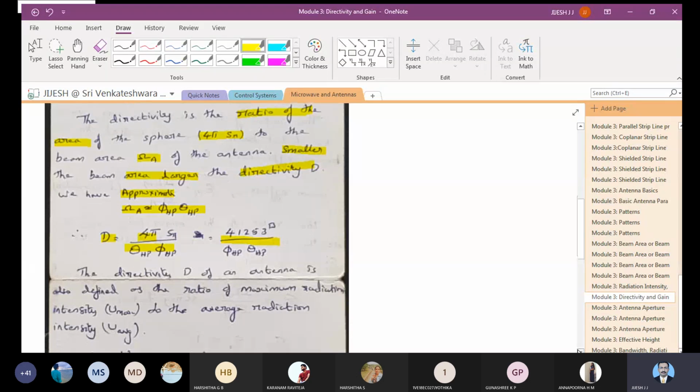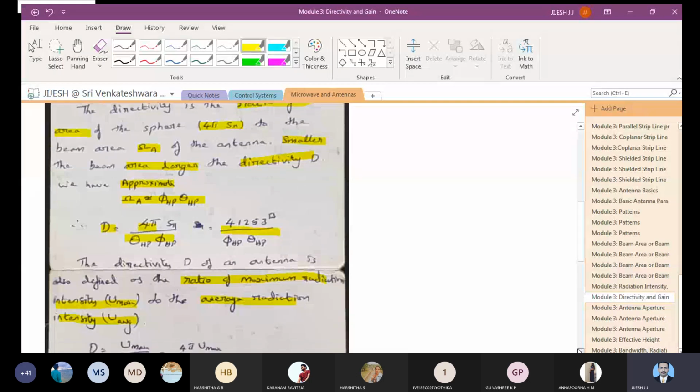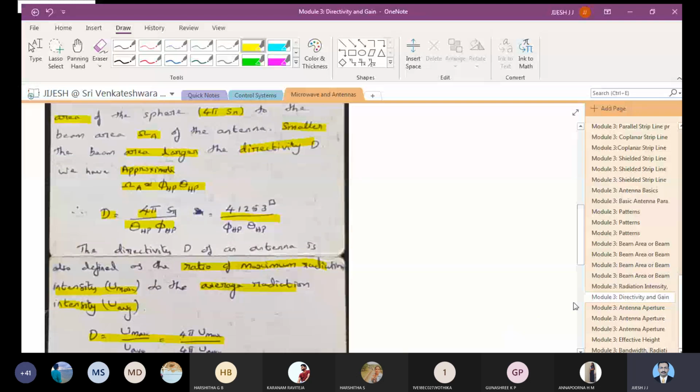So directivity D of an antenna is defined as the ratio. This is the same thing as the ratio of maximum radiation intensity U max to the average radiation intensity U average. So it can also be defined as D is equal to U max divided by U average, or it is 4 pi U max divided by 4 pi U average. So that is all about the directivity.